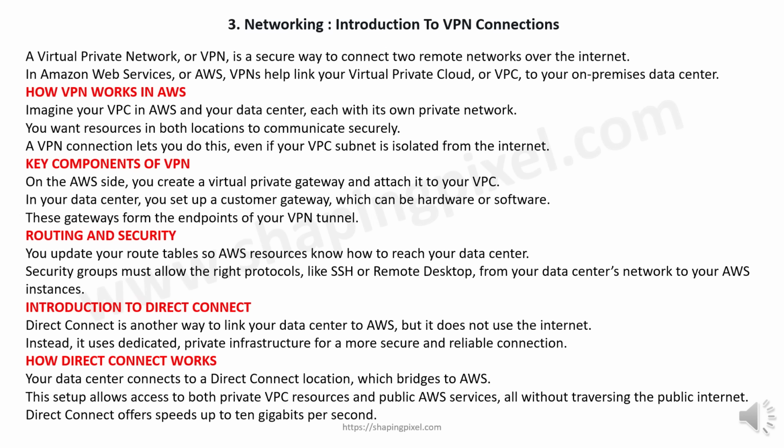A virtual private network, or VPN, is a secure way to connect two remote networks over the internet. In Amazon Web Services, or AWS, VPNs help link your virtual private cloud, or VPC, to your on-premise data center. Imagine your VPC in AWS and your data center, each with its own private network. You want resources in both locations to communicate securely. A VPN connection lets you do this, even if your VPC subnet is isolated from the internet.